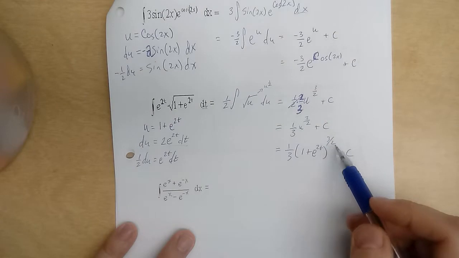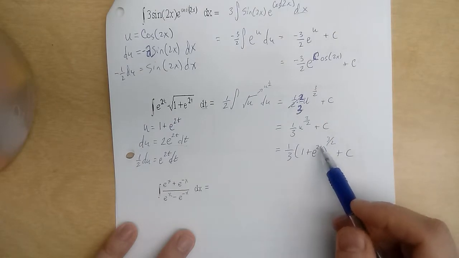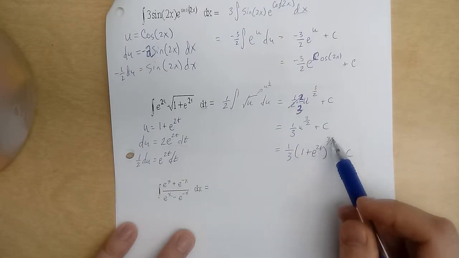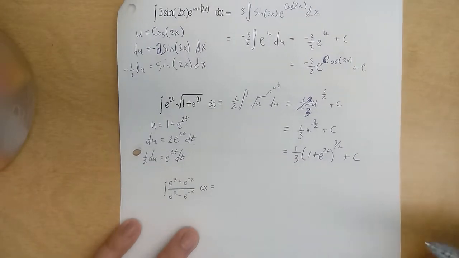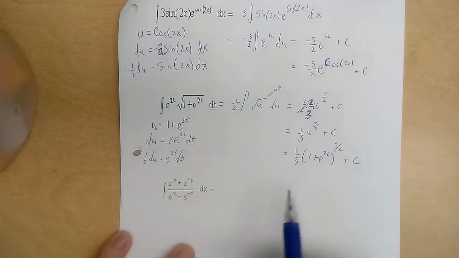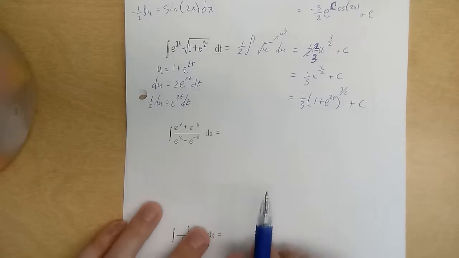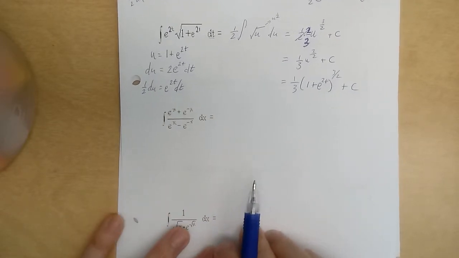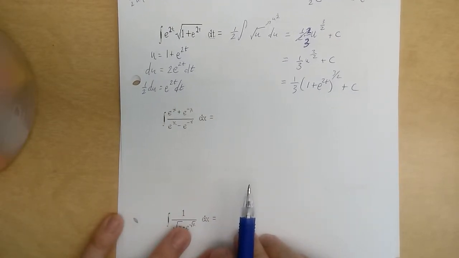One other form, since this is 3 over 2, I could write this as the square root of 1 plus 2t cubed. That would be valid. That's the way we rewrite fractional exponents. Okay, now we get into one where it's kind of ambiguous. What's going to be the appropriate u to pick?